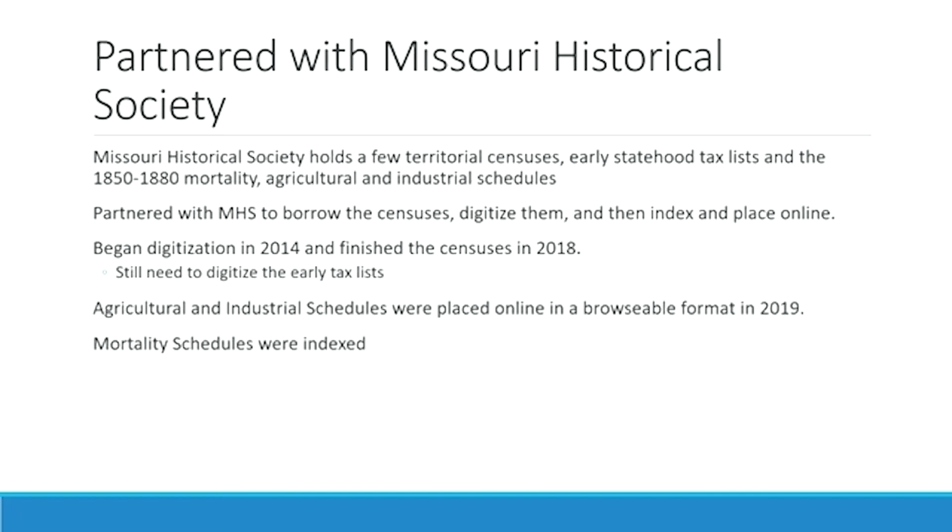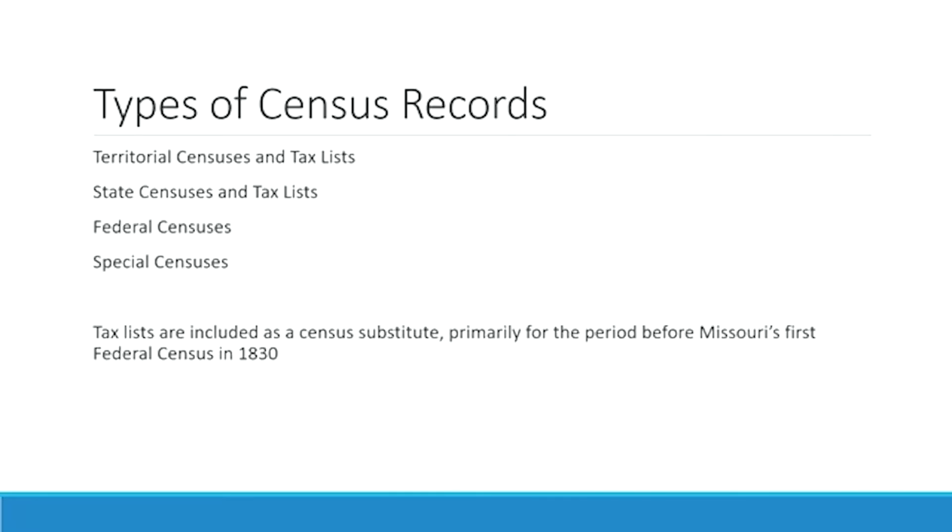The agricultural and industrial schedules were placed online in a browsable format in 2019, and then the mortality schedules were indexed and are now online in our census database. So the types of census records available for Missouri and that we're going to talk about tonight are territorial censuses, state censuses, federal censuses, and special censuses.